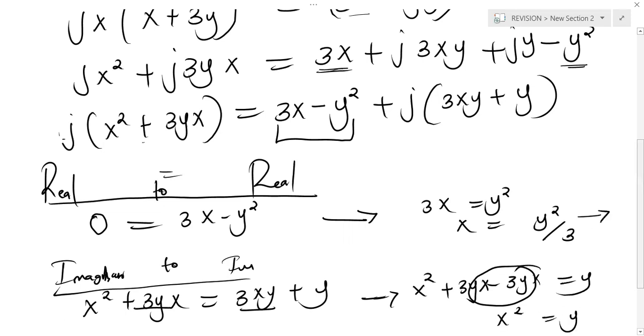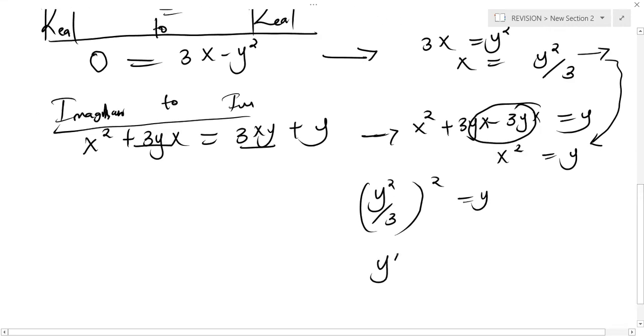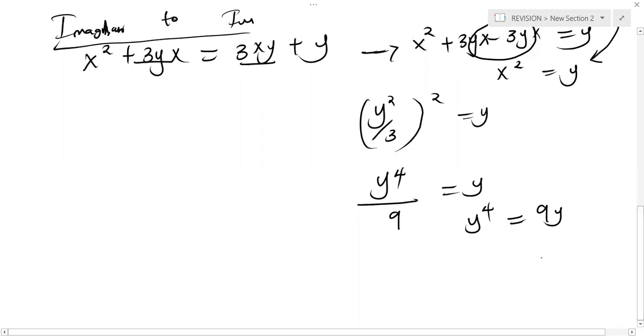From here, I already have an expression for x. So I can replace this into this value here so that I'm able to solve. So if x is y squared over 3, what is x squared? X squared will be y squared over 3 squared. And this is supposed to be equal to y. So opening that up, I have y raised to power 4 over 9. This is equal to y. And this will give me y raised to power 4 is equal to 9y. Divide all through by y. We will have y cubed is equal to 9. So what's the value of y? Y is equal to the cube root of 9.